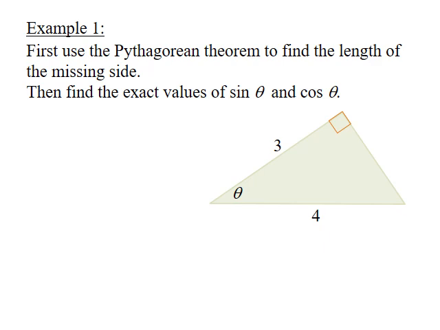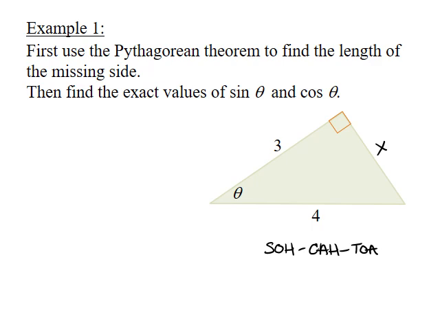Here is another type of problem you will see. It says first use the Pythagorean theorem to find the length of the missing side, and hopefully you notice that this here is the missing side. And then it says find the exact values of sine of theta and cosine of theta. Once we know all three side lengths, then we are able to apply SOHCAHTOA, like the previous example, and find any of the 6 trig functions.